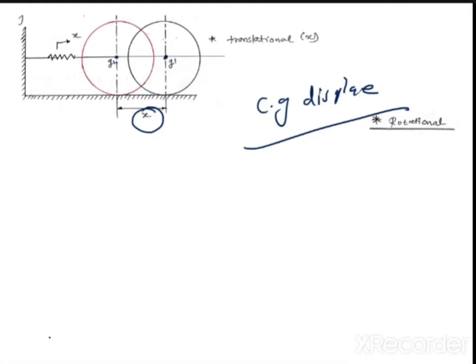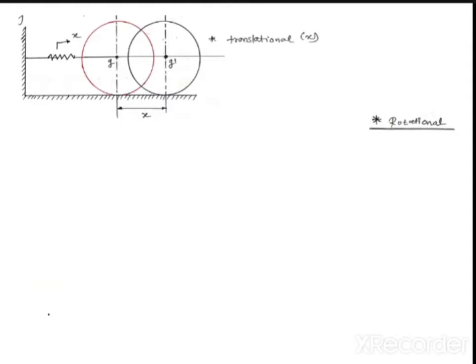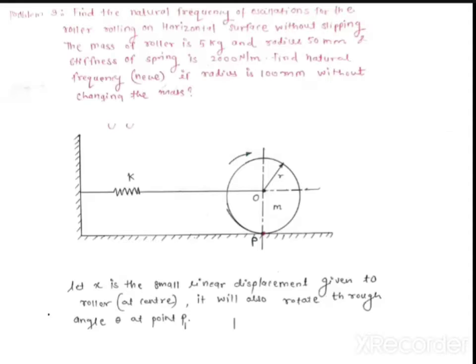So have you understood the translational motion? Now tell me what is rotational motion in this case. Rotational motion means what will happen? Where will the pulley rotate by angle theta, at point O or at point P? At point P. So this is very, very important.